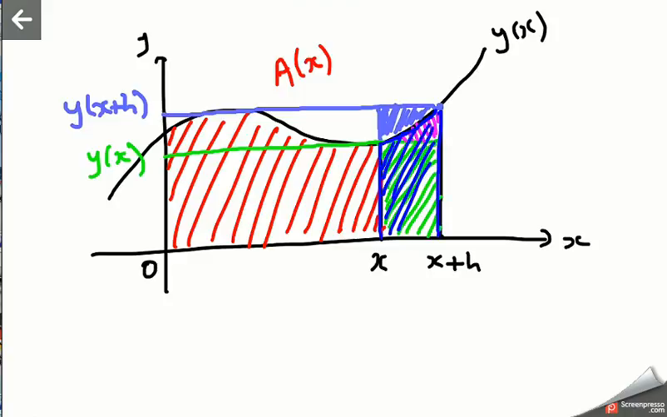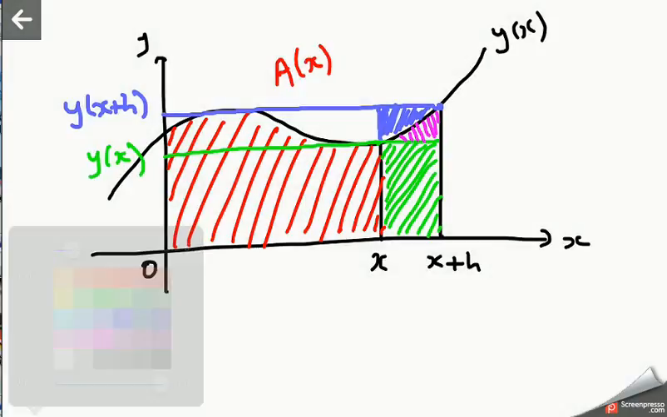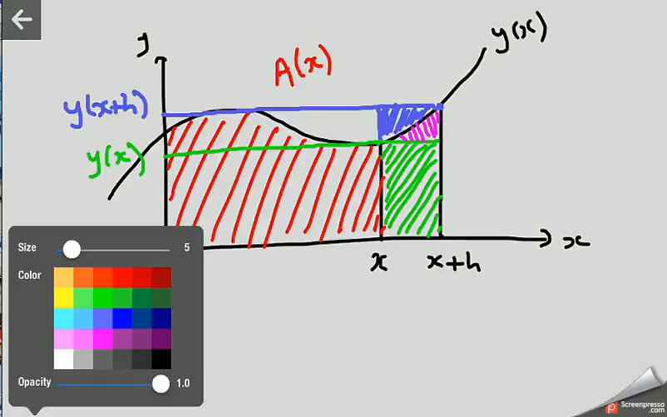So that part that I just shaded in would be A of x plus h minus A of x. And we can see clearly that A of x plus h minus A of x is the green area plus the pink area. So let me write this down.